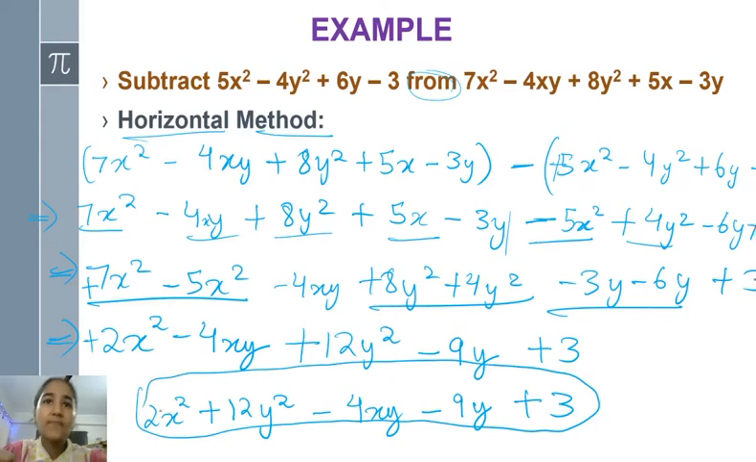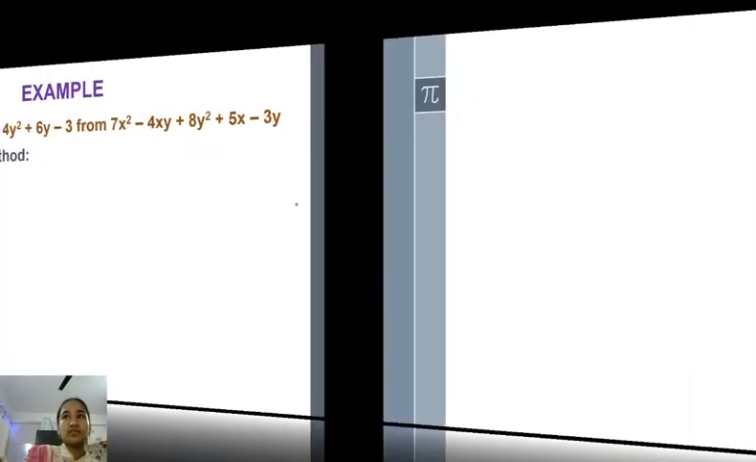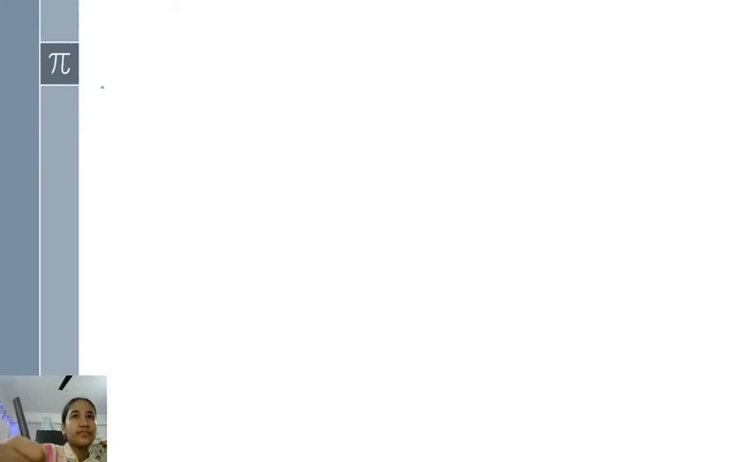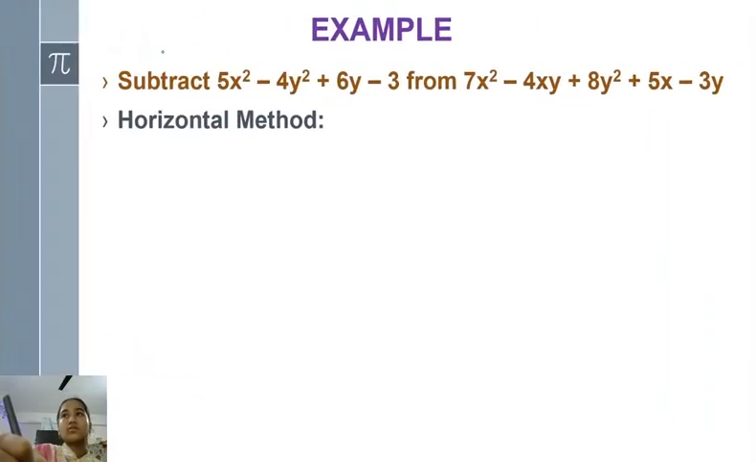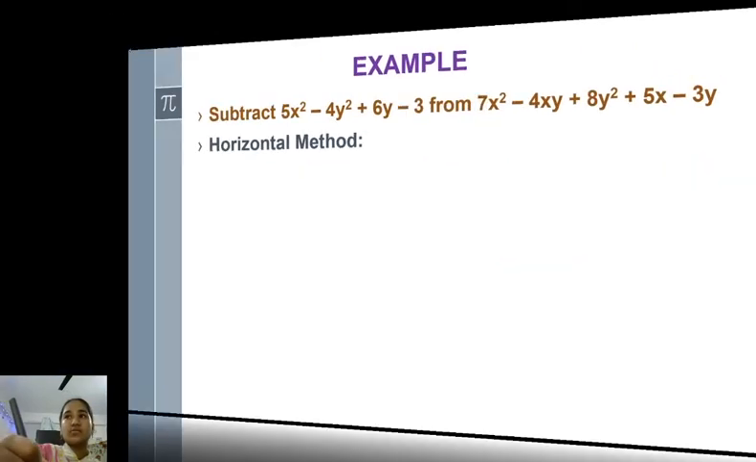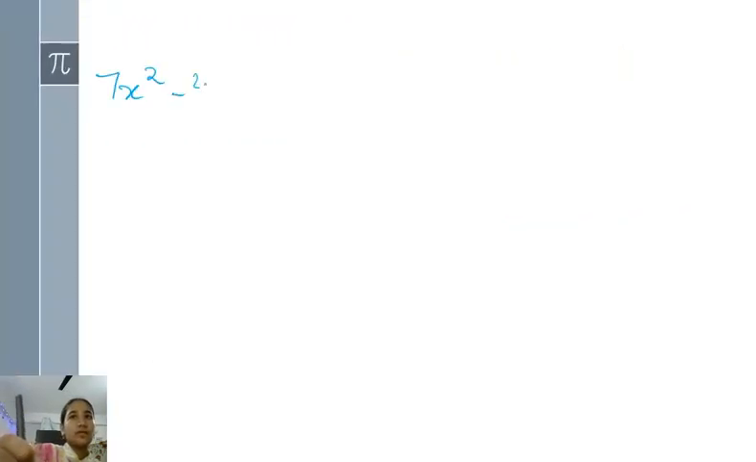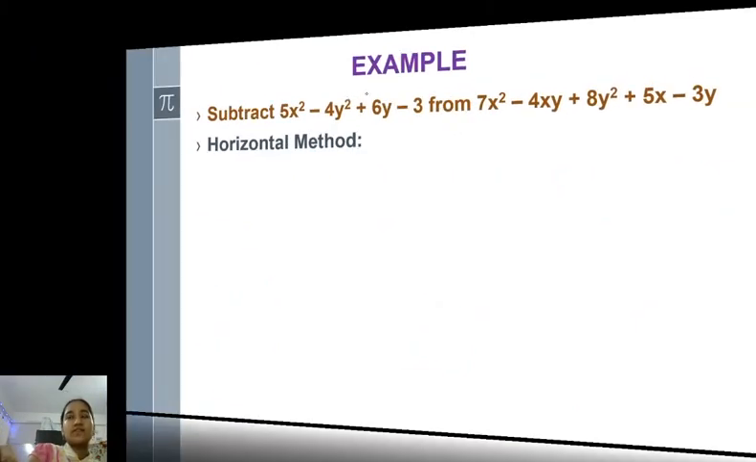Now, if we solve the same question in the vertical method or the column method, let's see what's the answer. Let's just copy and paste it down. Let me take 7x squared minus 4xy plus 8y squared plus 5x minus 3y.